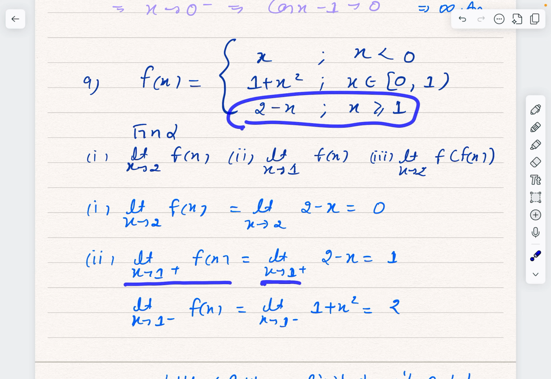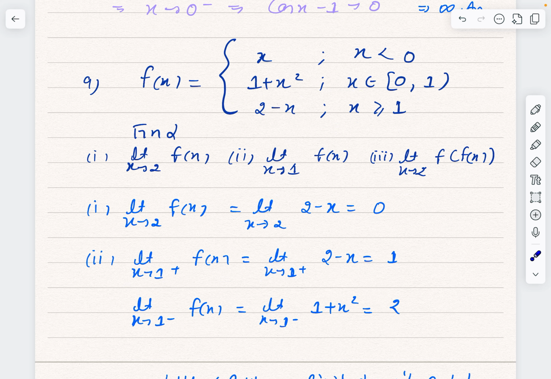So limit x tends to 1 positive of 2 minus x. Just put x as 1, you get 1. Now some of you might feel that if it is 1 positive, I'll put 2 minus 1 positive, you get 1 negative. Like if x is more than 1, then 2 minus x will be 1 negative. See, in the final answer, you don't need to write 1 positive or 1 negative. In the final answer, we just say 1 only.